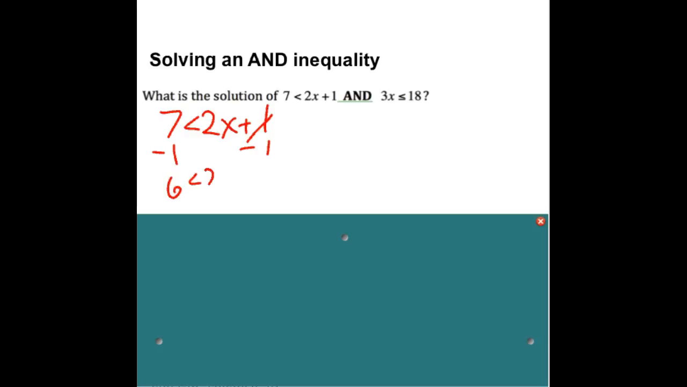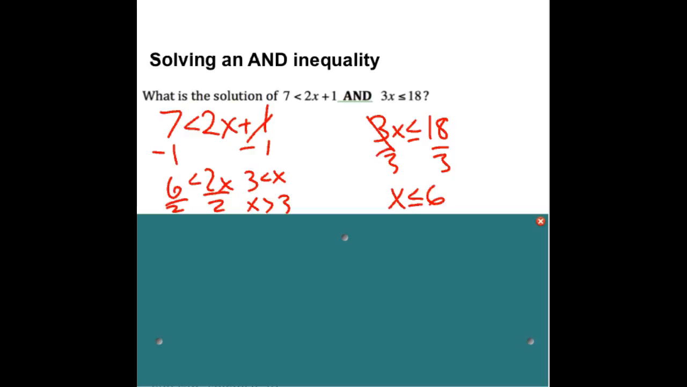Remember, you solve an inequality just like you would an equation, except the only difference is when you multiply or divide by a negative number. We end up with 3 is less than x, which I like to rewrite as x is greater than 3. Solve the other one, 3x is less than or equal to 18. We're dividing by a positive, so we don't have to worry about flipping the sign. So we're left with x is greater than 3 and x is less than or equal to 6.